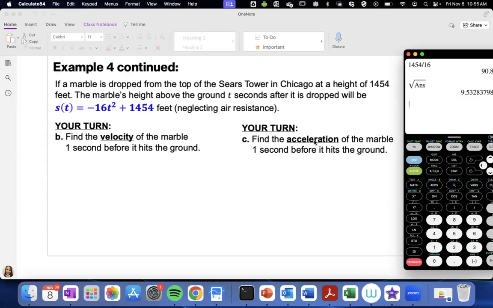When I'm asked to find velocity given a position, what does it mean? Take the derivative. When I'm asked to find acceleration given velocity, take the derivative.